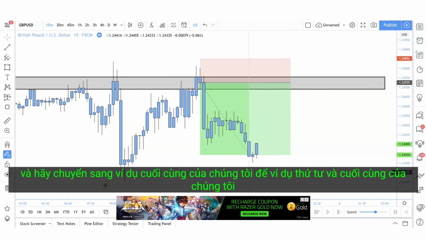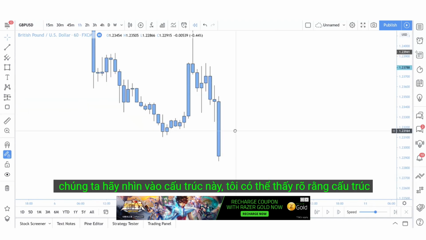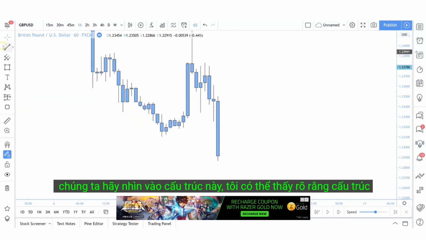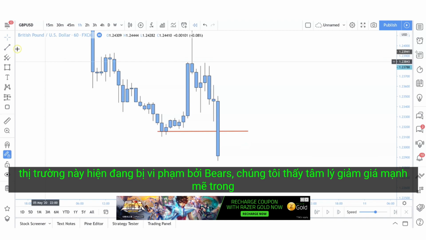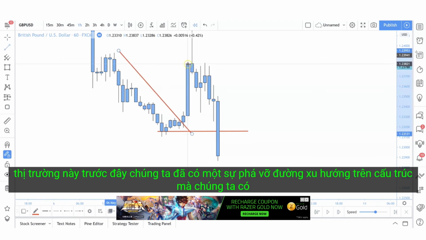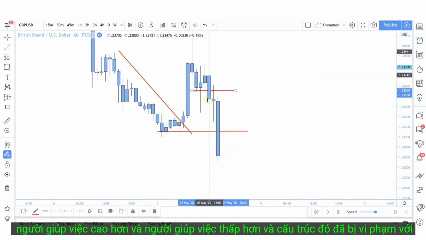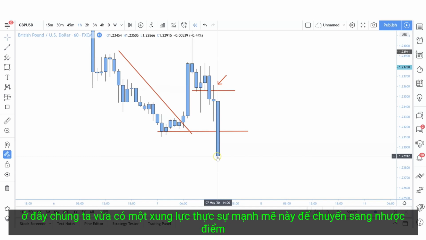So for our fourth and final example, let's take a look at this structure. I can clearly see that the structure of this market is now being violated by the bears. We see strong bearish sentiment in this market. Previously, we had a trend line break on this structure. We had a higher high made and a higher low made, and that structure was violated with strong bearish pressure. Beautiful retest level in the market, and then as you can see here, we've just had this really strong impulse move to the downside. So I'm clearly looking for sells in this structure.